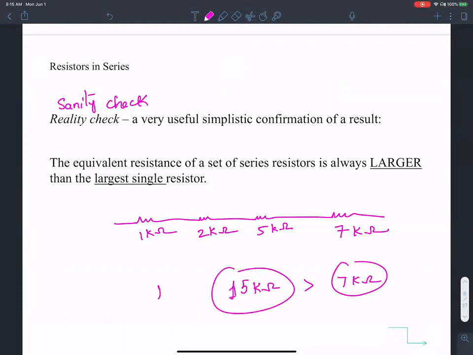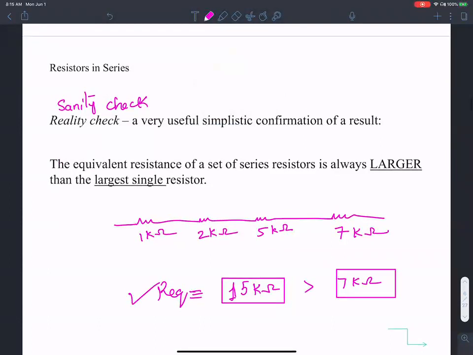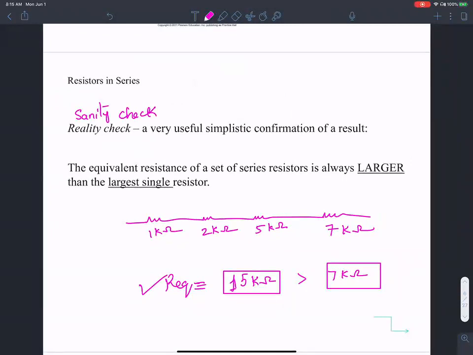So when you say the equivalent resistance is 15 kilo ohms, one sanity check is: is the answer that I arrived at greater than the greatest of the resistances that I have in series? Sure enough, that is the case. Then I'm probably in the right area. That's a quick sanity check. It does not tell you that you have the right answer, but if this condition is not true, then you know for a fact that you're somewhere wrong.